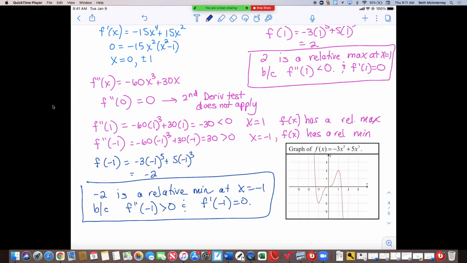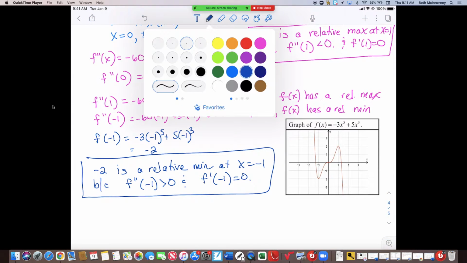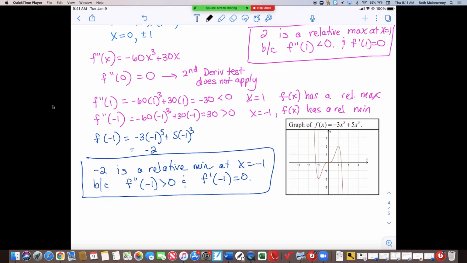Now, I do still need to figure out what's happening at x is 0. Something is potentially happening there because my critical numbers are x equals 0 and x is plus or minus 1. So I took care of x is 1 and x is -1. But what's our other tool in our math tool belts that helps us figure this out if we can't use the second derivative test? The first derivative test, okay? And the first derivative test says this. Let's make sure we're keeping all of this straight.